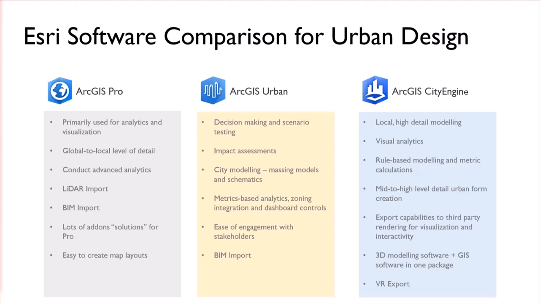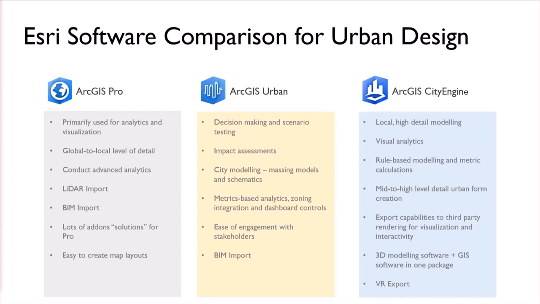So as a software comparison for urban design, focusing specifically on urban design, there are 3 major programs that Esri has that kind of work in these areas. So ArcGIS Pro is sort of like the main piece of software that most of you are probably familiar with. It's used mainly for analytical and visualization processes in the urban design and architectural realm. It's really great for modeling out global to local level of detail, so you can zoom in and out at varying levels of scale, and you can do a lot more advanced analytics with this.